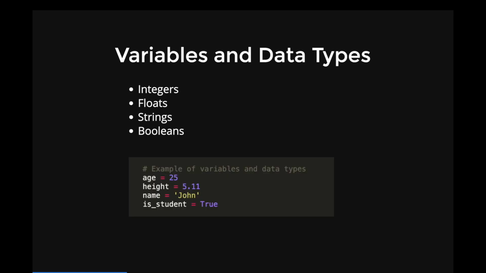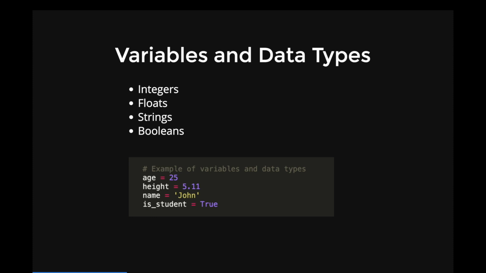First, let's go over variables and data types. Variables are used to store data in Python. You can think of variables as containers that hold values. In Python, you can create a variable and assign a value to it using the assignment operator, which is an equal to sign. Variables can hold different types of data known as data types.